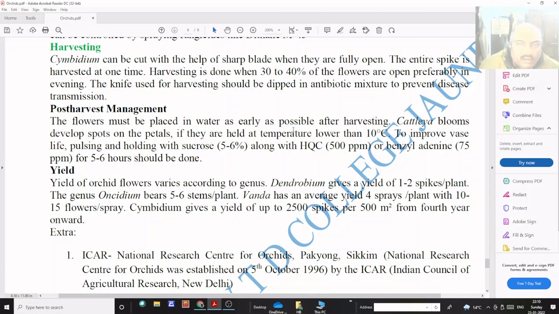There is one research center of national importance working under the aegis of ICAR, and this center, which is known as the National Research Center for Orchids, is situated in Pakyong, Sikkim. This center was established on 5th October 1996. Thank you.